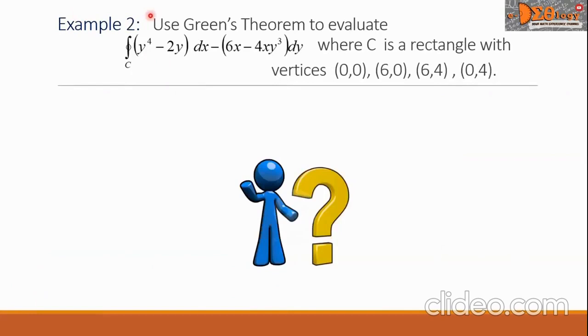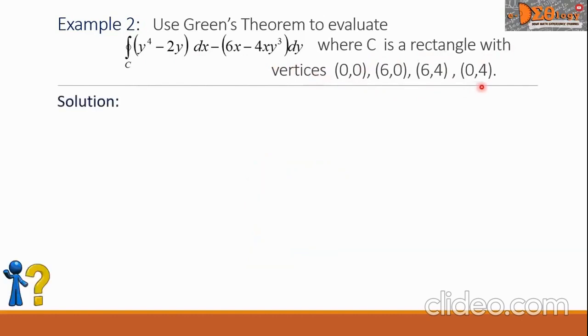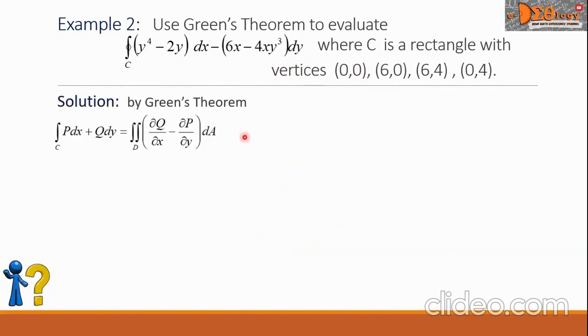Example 2. Use Green's theorem to evaluate the line integral of the quantity y raised to 4 minus 2y, then dx, minus the quantity 6x minus 4x y cubed, then dy, where C is a rectangle with vertices (0, 0), (6, 0), (6, 4), (0, 4). We write the Green's theorem formula. Let us collect now the values of P and Q respectively.